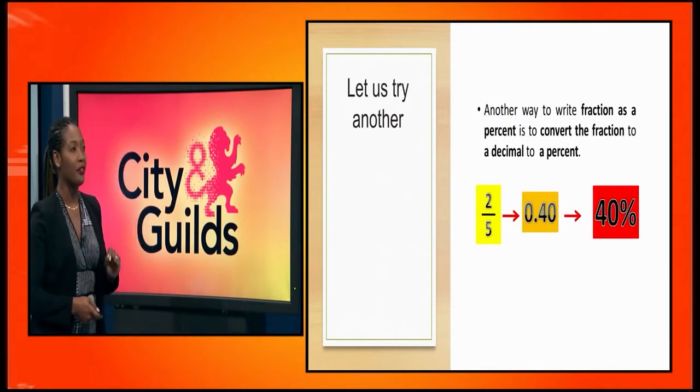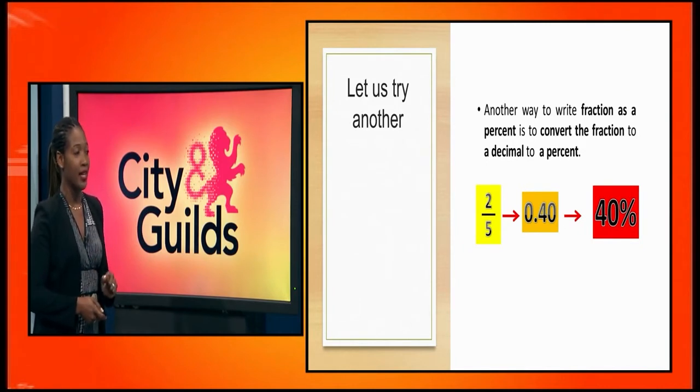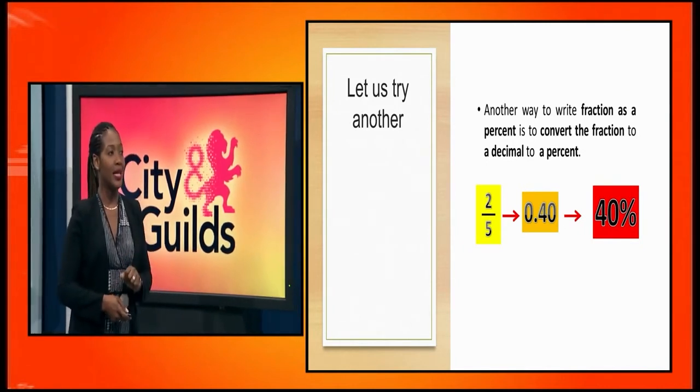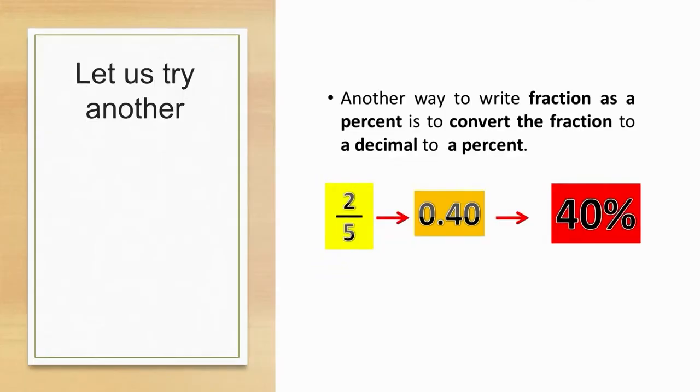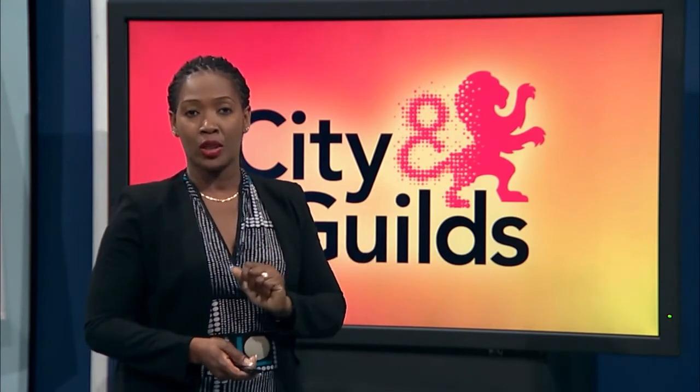Another way to write a fraction as a percent is to convert the fraction to a decimal and then to a percent. All right, so we have 2/5 here. Let's work it out from here. 2 divided by 5 will give me 0.4, or 4/10 or 40 hundredths. 40 hundredths, by now you should realize that's 40 out of 100 parts, which is the same as 40%. So 2/5 can be rewritten as 40%.